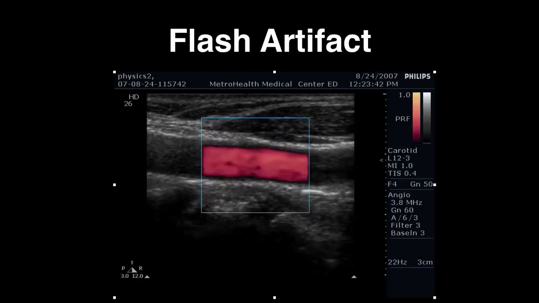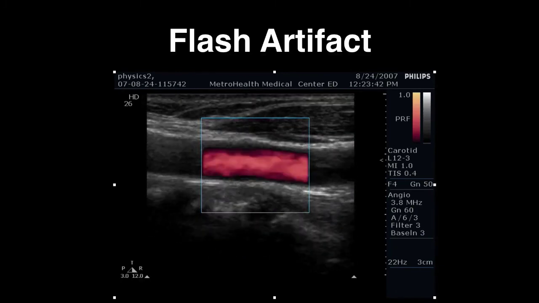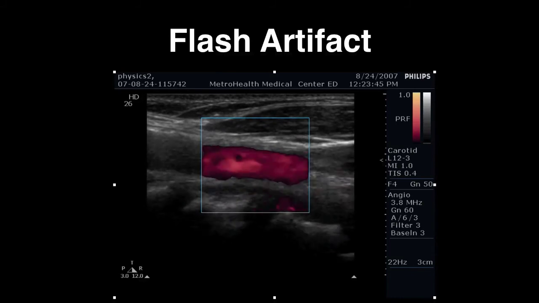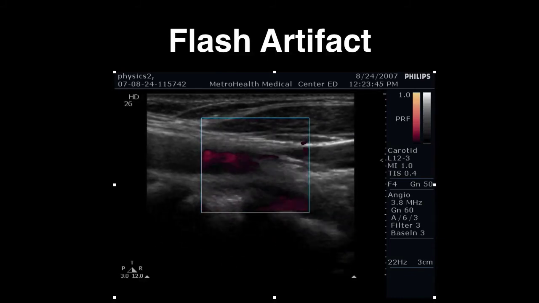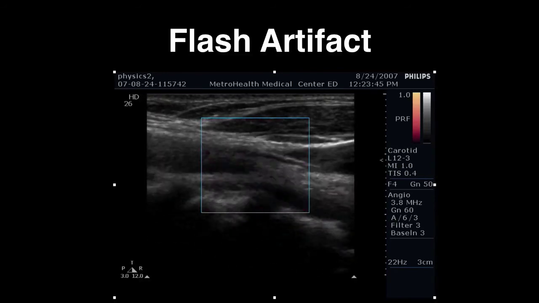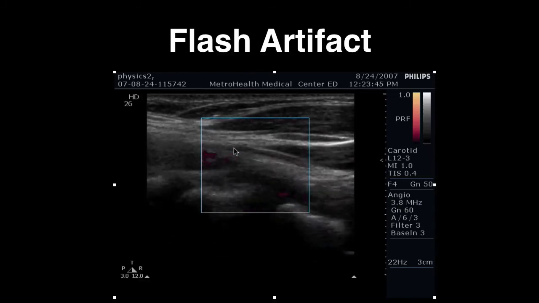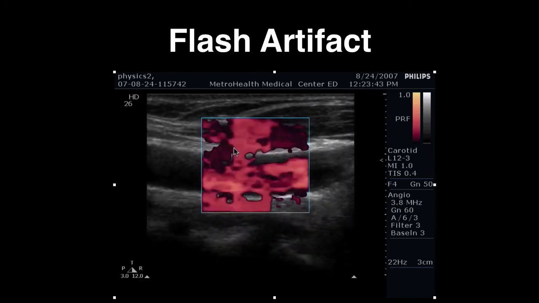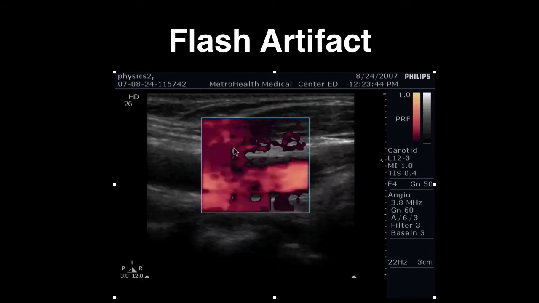A potential downside of its increased sensitivity for the detection of low flow states is that it's going to be very sensitive to either movement by the patient or movement of your hand holding the transducer. You get what's called the flash artifact, and you can see that here, just little movements of my hand creates this flash effect which will interfere with the clinical image and interpretation.